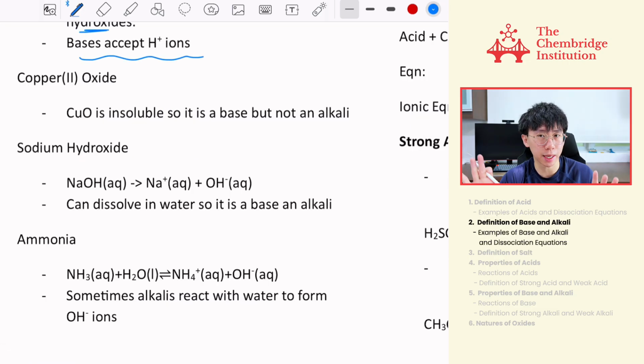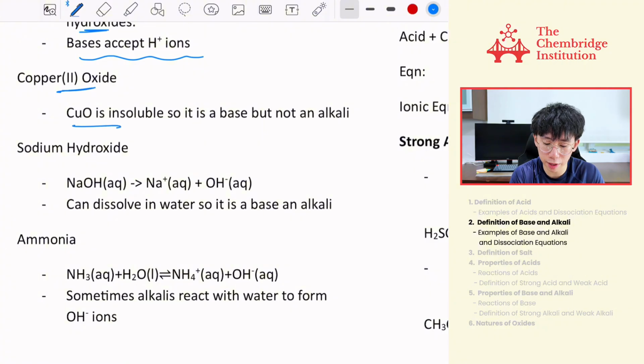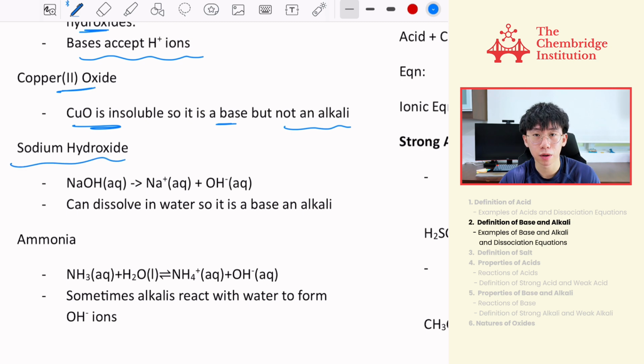So let's take a look at some examples of our bases. Copper(II) oxide tends to be insoluble, and since it's a metal oxide and it is insoluble, it is a base but not an alkali. Let's take a look at the next one. Sodium hydroxide, a very common alkali, is able to dissociate to give Na+ aqueous and OH- aqueous. It is soluble in water, so it is a base and an alkali.